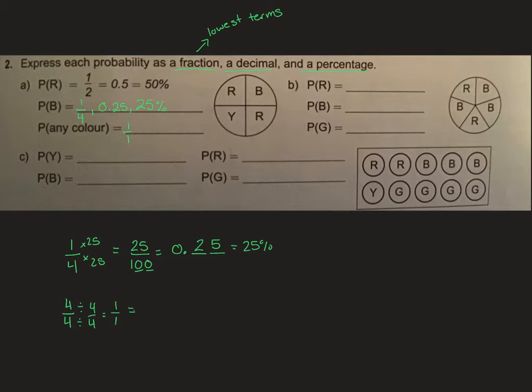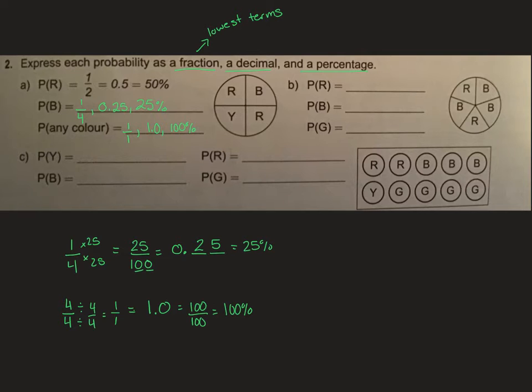What is this as a decimal? Well, it would just be 1.0, or we could write it as 1. And as a percentage, this is 100 out of 100, so that is 100%. There's a 100% probability that you will spin any color, unless your spinner breaks off and runs away.